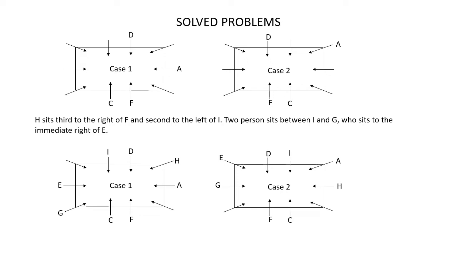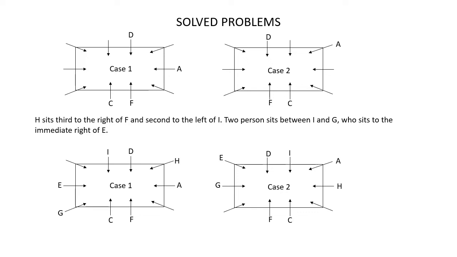H sits third to the right of F. So third to the right of F will be 1, 2, 3, this position. So mark H in that position. And H sits second to the left of I. So this has to be the position for I, so that H can sit second to the left of I.